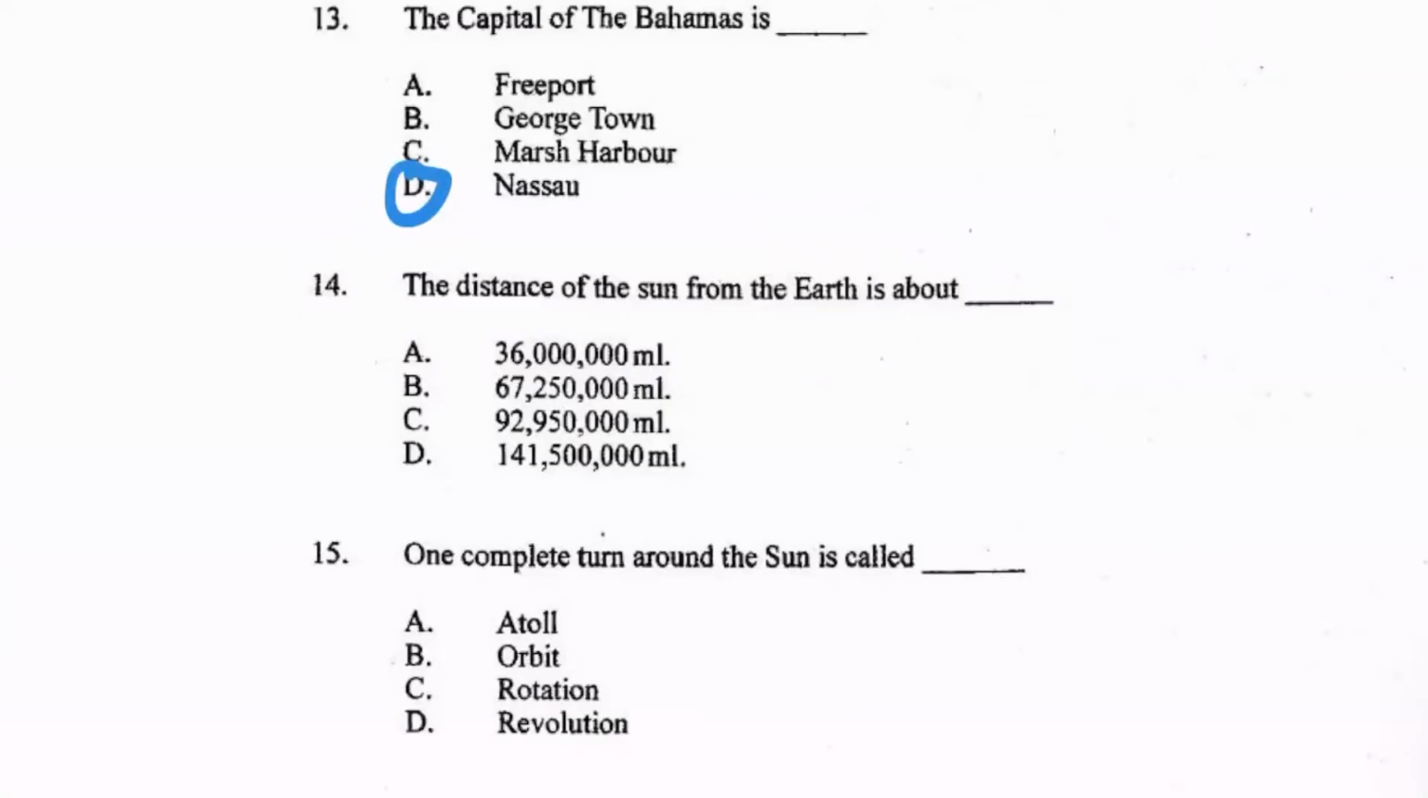Number 14, the distance of the sun from the earth is about A, B, C, or D. Take a look at those figures. Number 14. Okay, we're getting C. Someone's saying D. All right, the answer is C.